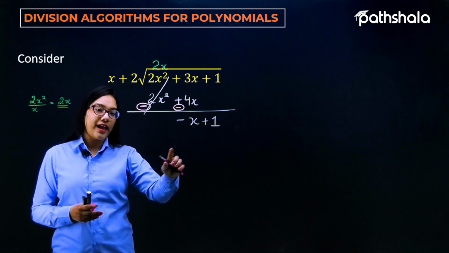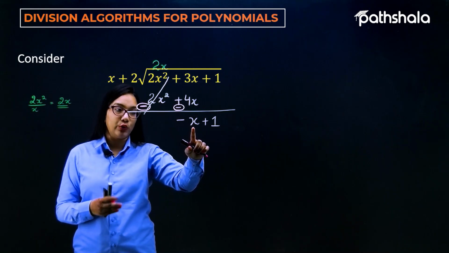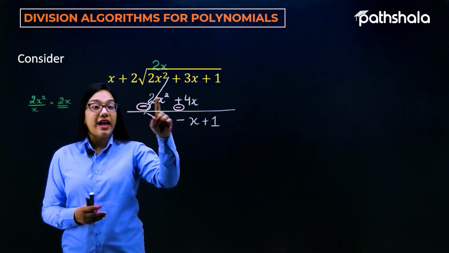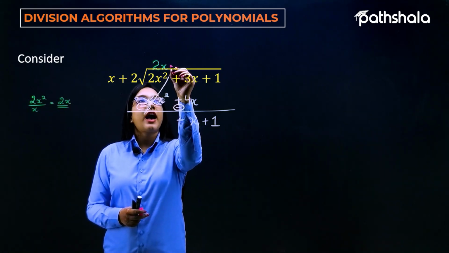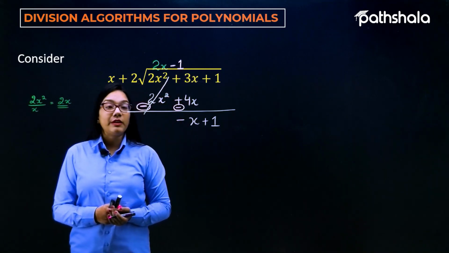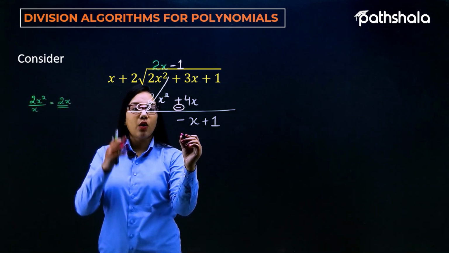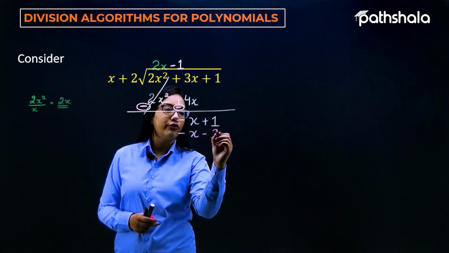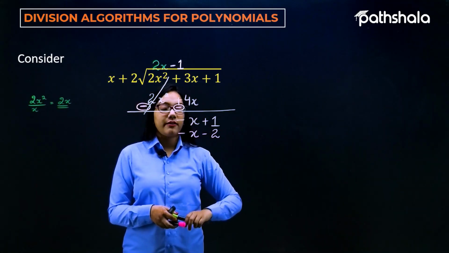So let's start dividing again. We have the first term of the new dividend as minus x and the divisor as x. When we divide minus x by x, we get minus 1. So the second term of the quotient is minus 1. When we multiply minus 1 with the whole divisor, we get minus x, and minus 1 times 2 is minus 2. Now let's change the signs of both of these terms, because we are subtracting.